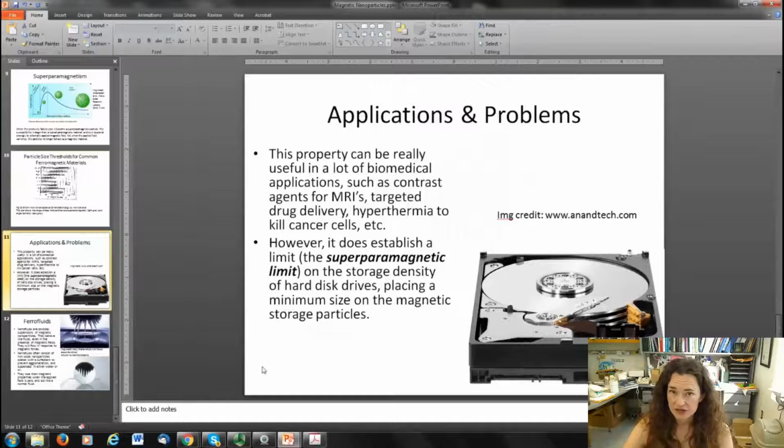Now, this property, like I said, superparamagnetism, does sound a little bit like supercalifragilistic. It looks like you're just going to break into song.